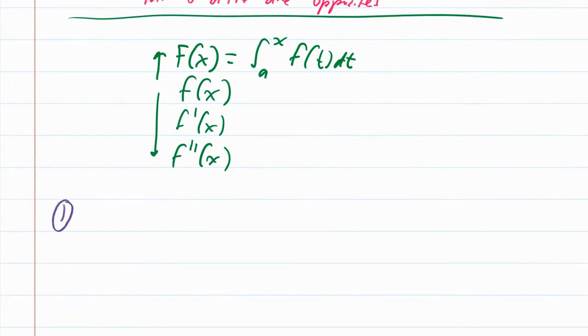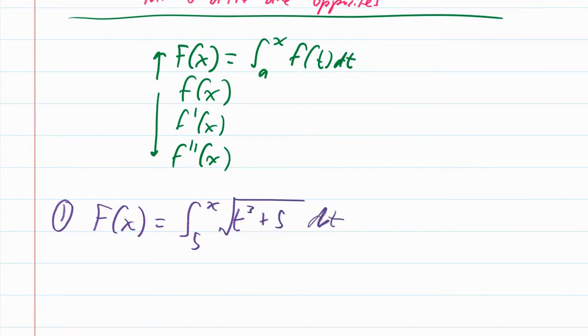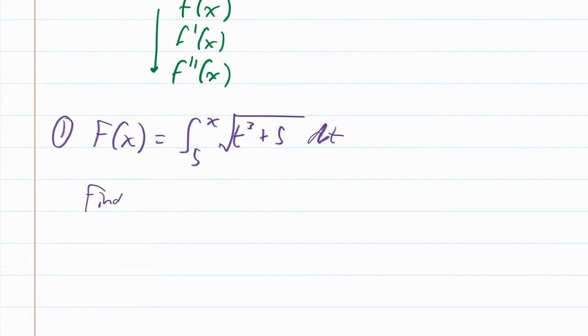So number one, I'm going to define F of x is equal to the integral from 5 to x of the square root of t cubed plus 5 dt. And I want you to find F prime of x, its derivative.